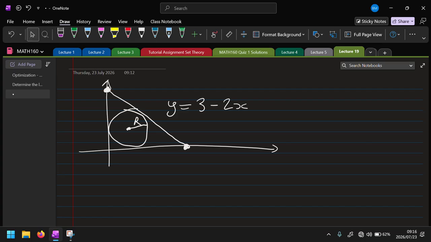Exactly. So the height of the triangle will be 3. What about the base? 3 over 2. Good. Okay, the radius we don't know, so we're going to leave it like that.